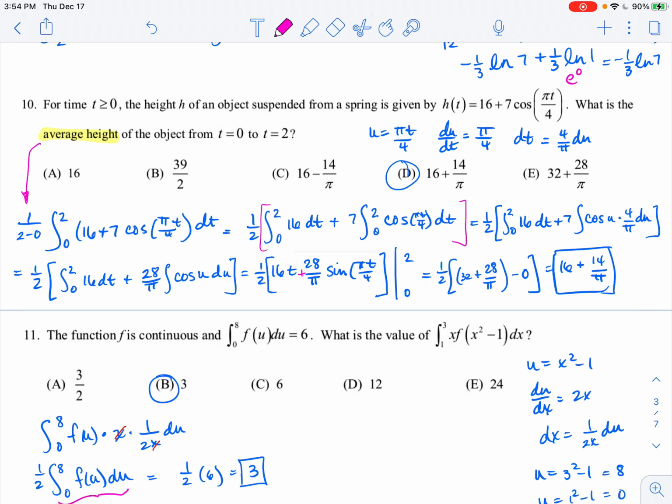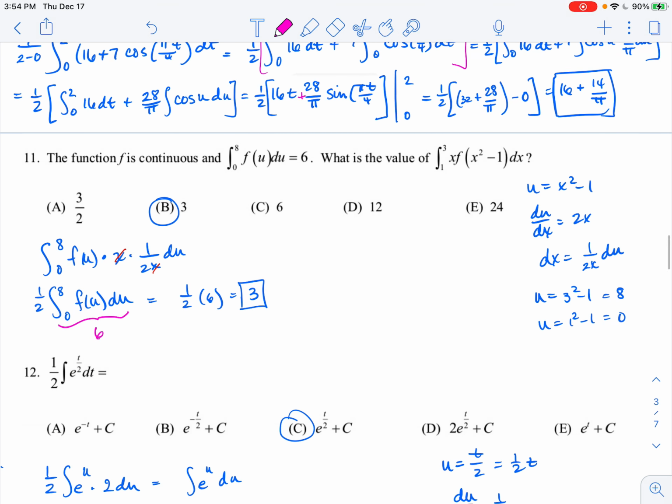And the last one I wanted to just take a look at is number 11. The function f is continuous, and the integral from 0 to 8 of f of u du is 6. What is the value of the integral from 1 to 3 of x times f of x squared minus 1 dx? So already I'm thinking, okay, this is going to be my u. Let's go ahead and let u equals x squared minus 1. That means du over dx is 2x, and if I solve for dx, that's 1 over 2x du.